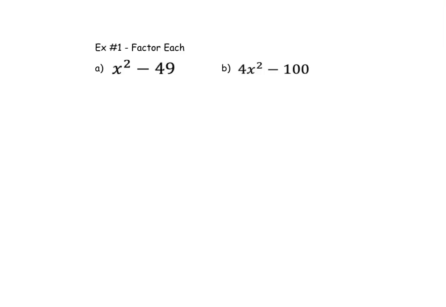Let's look at a couple examples. So here we have x squared minus 49. Now that we know how to recognize something as a difference of squares, we can factor it quite easily. We know that this is going to be x plus something, x minus something. And to figure out what that is, all we have to do is take the square root of 49. The square root of 49 is 7. So factored, this will be x plus 7, x minus 7.